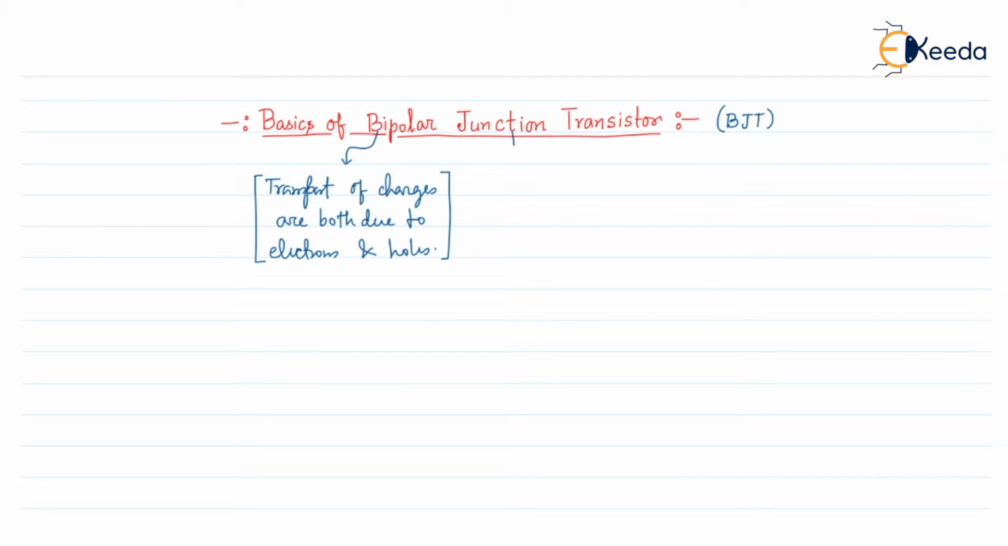Similarly, if we look at the junction terminology, the junction signifies that the device contains two PN junctions connected back to back. That's why there is the name junction in the BJT.